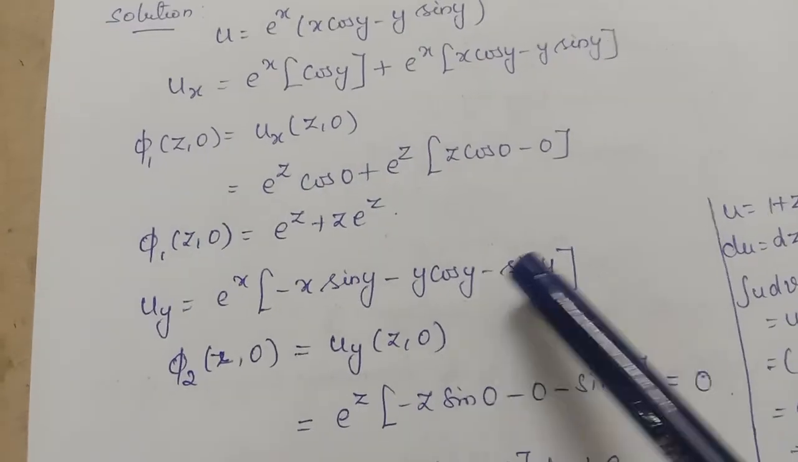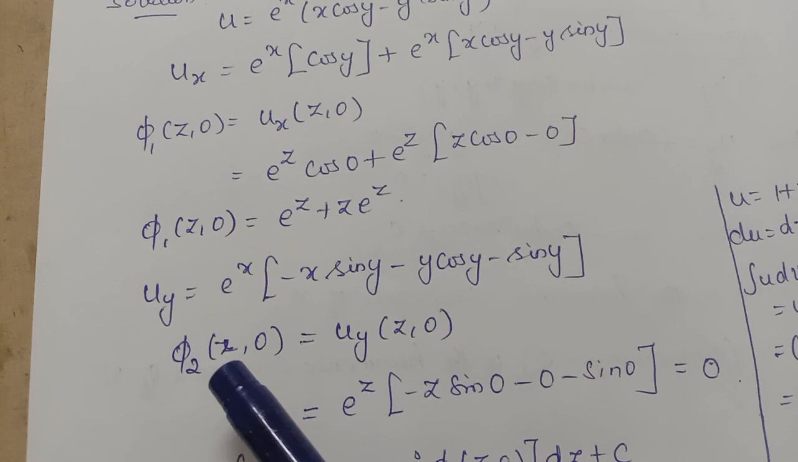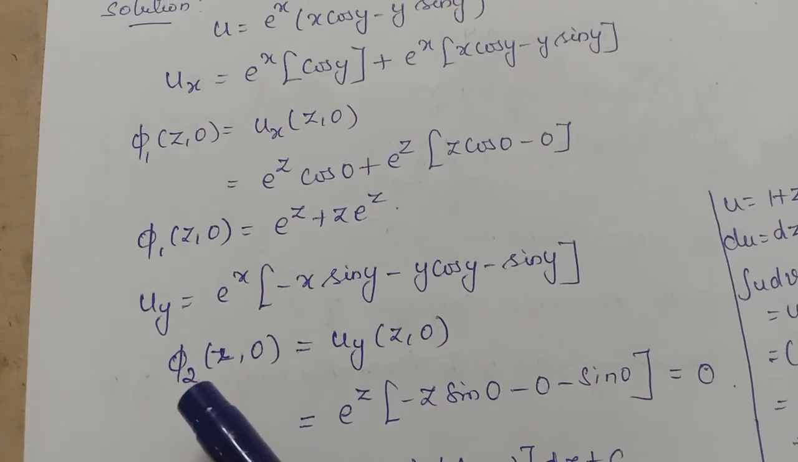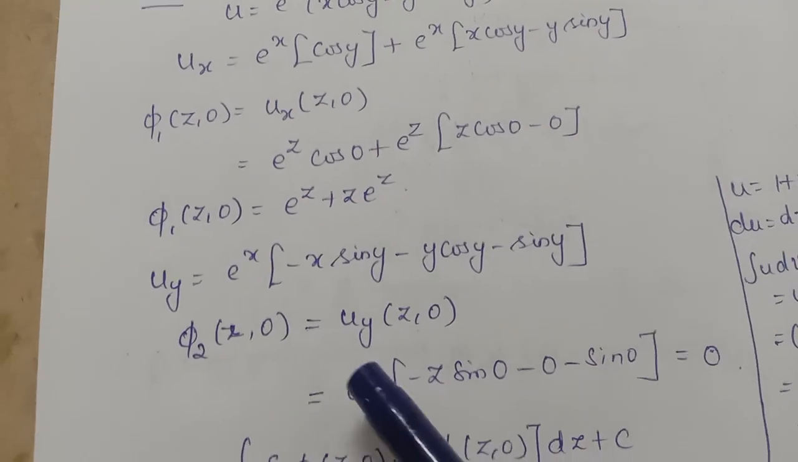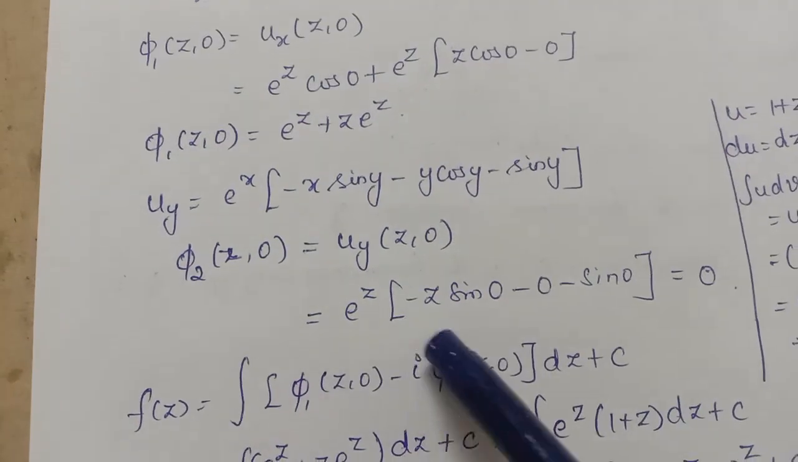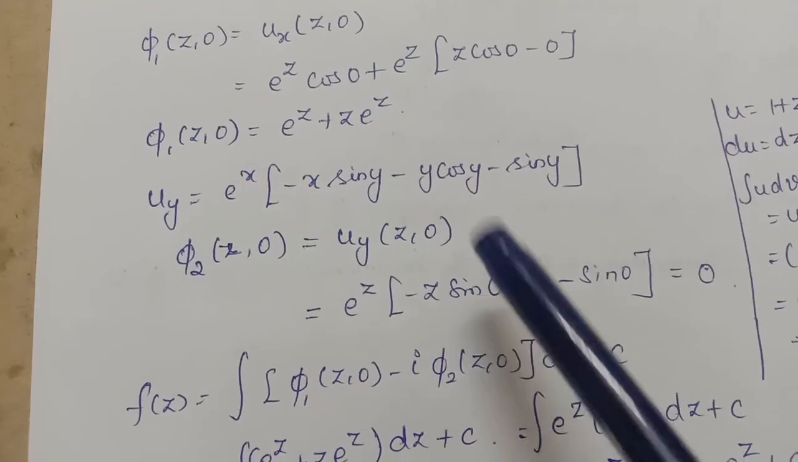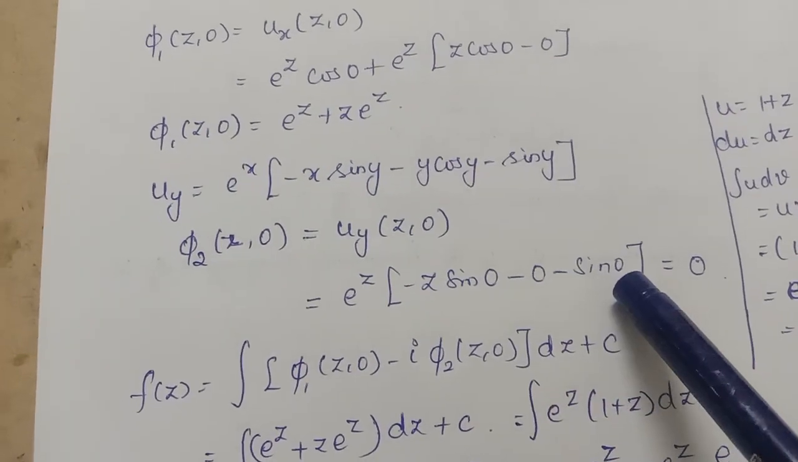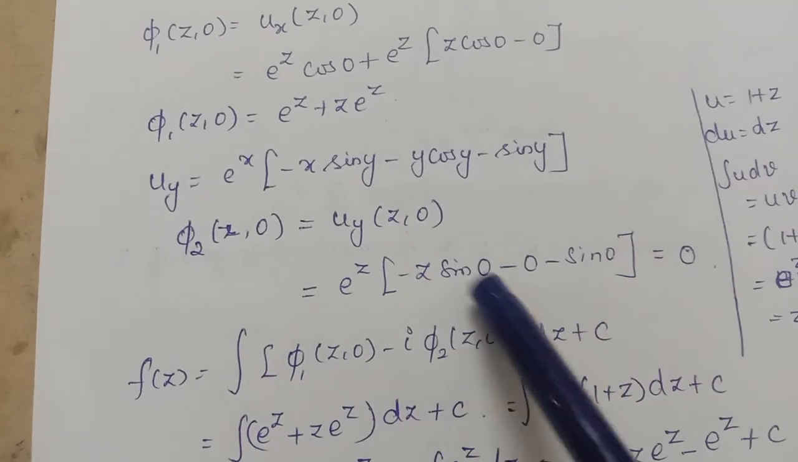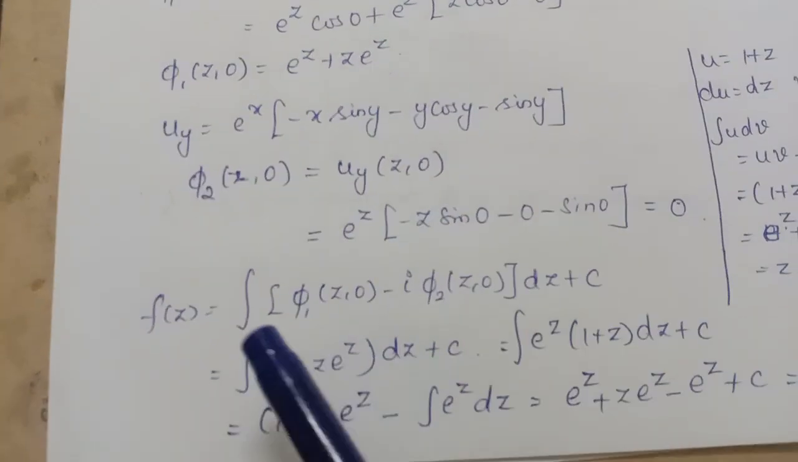Okay, don't simplify, directly substitute x equal to z and y equal to 0. So phi 2 of (z, 0) equals e^z minus z into sin 0 minus 0 minus 0. So it is simply 0 because all these things are 0, no? Okay. What is f(z)?